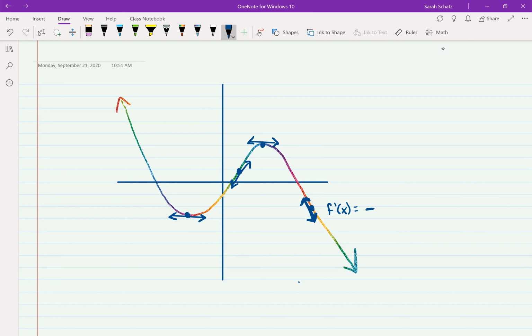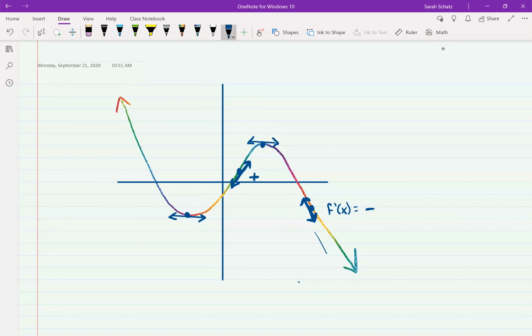And you guys, in this area where our graph is increasing, the slope of this tangent line would be positive. So the derivative here would be positive. And you guys, so we talked about if your derivative is positive, that means your function is increasing there. And if it's negative, then your function is decreasing.